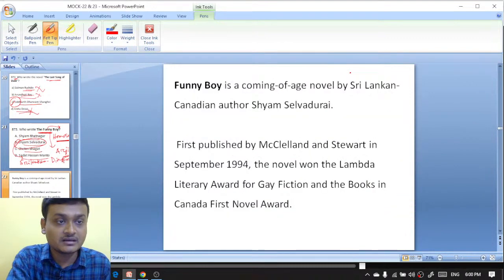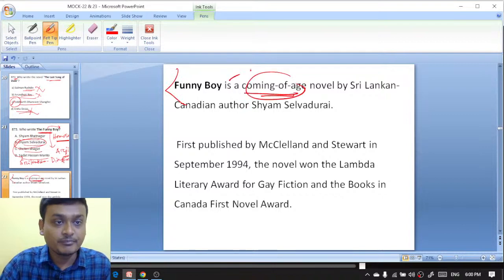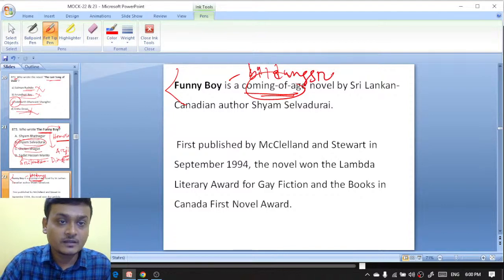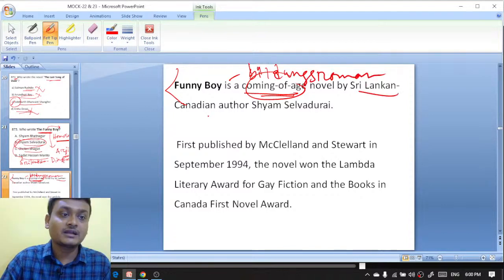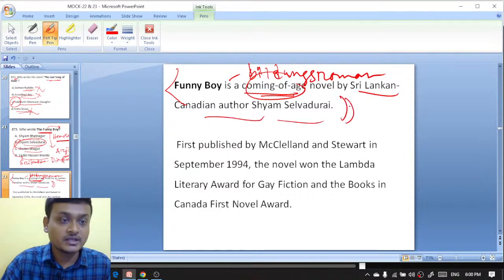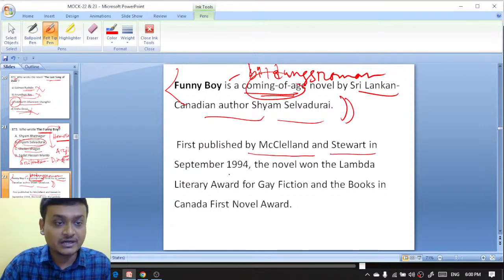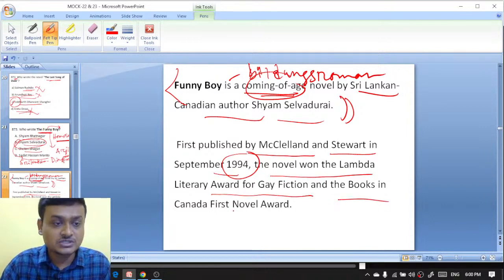And here is the novel. Funny Boy is a coming of age novel, or a Bildungsroman, by Sri Lankan Canadian author Sam Selbadwari. It was first published by Macmillan and Stewart in September 1994, and the novel won the Lambda Literary Award for Gay Fiction and the Books in Canada First Novel Award.